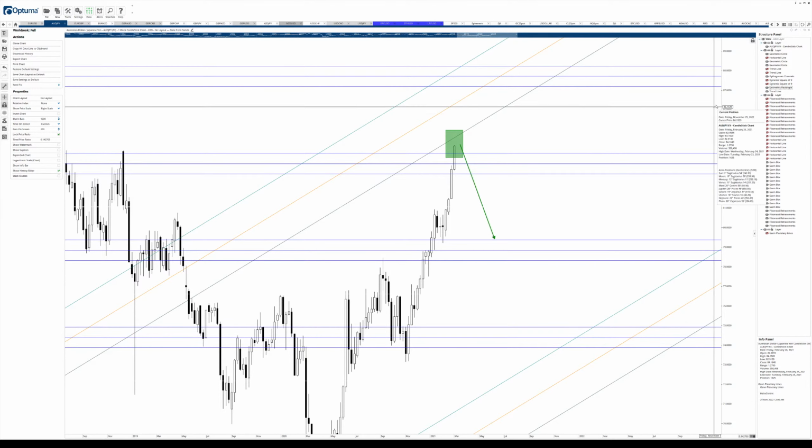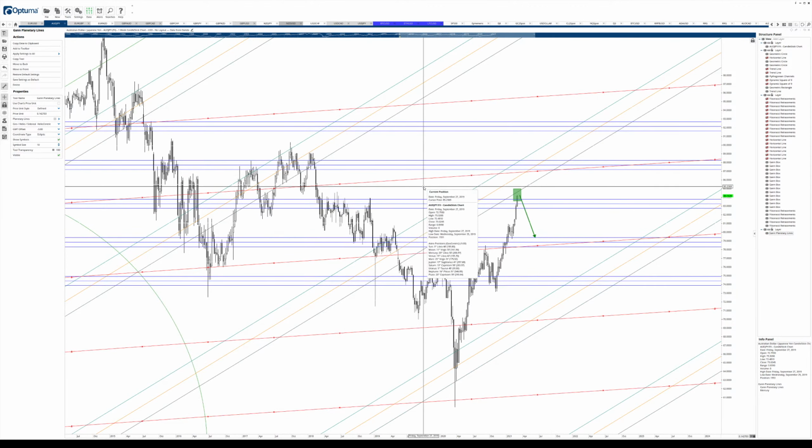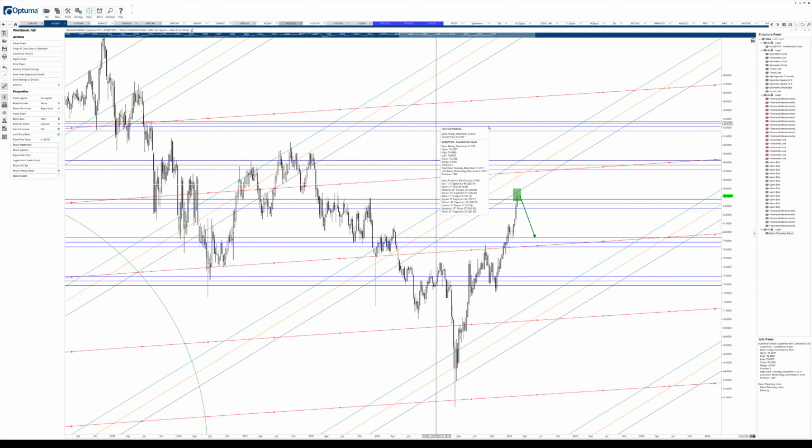We also have the GPLs, Gann planetary lines. This is this red line here.